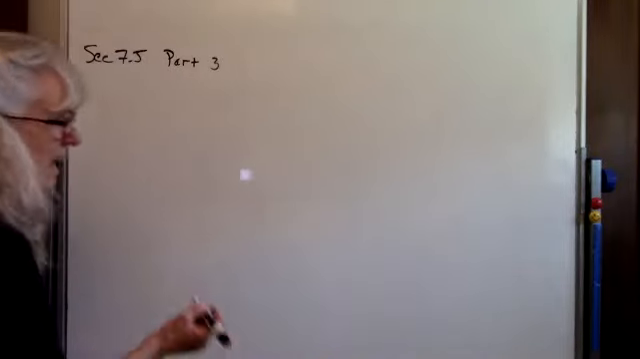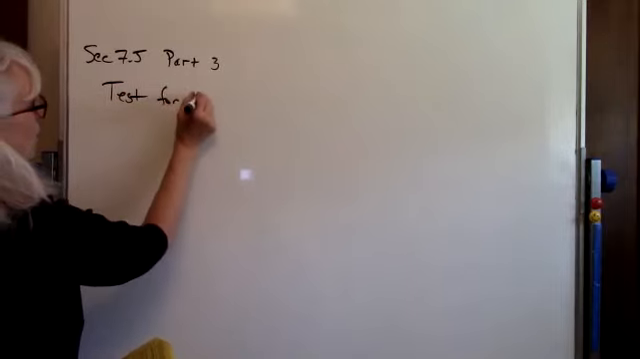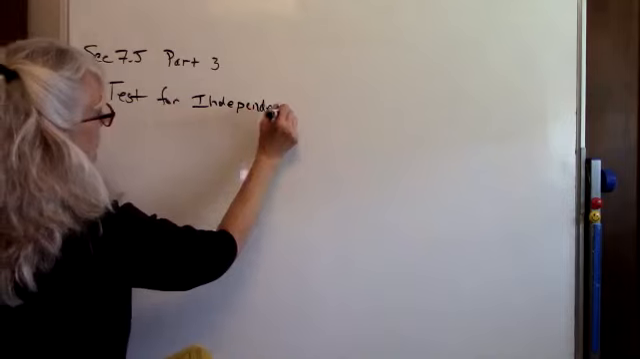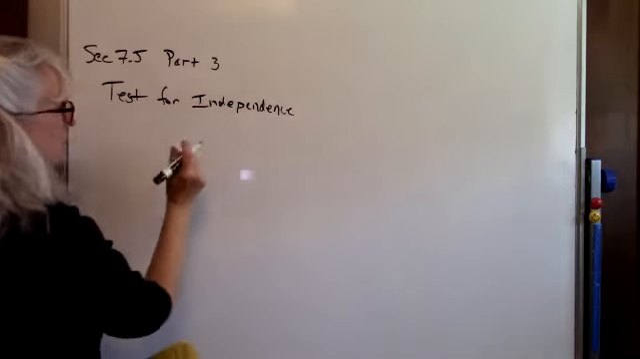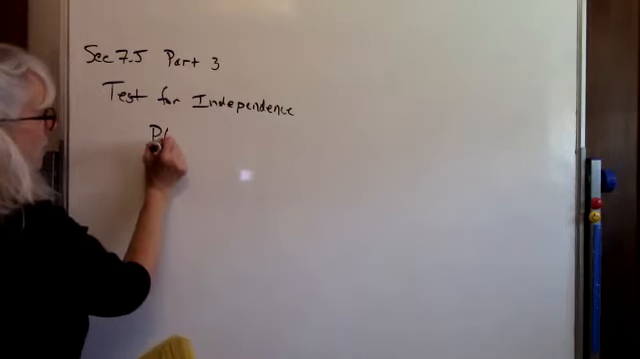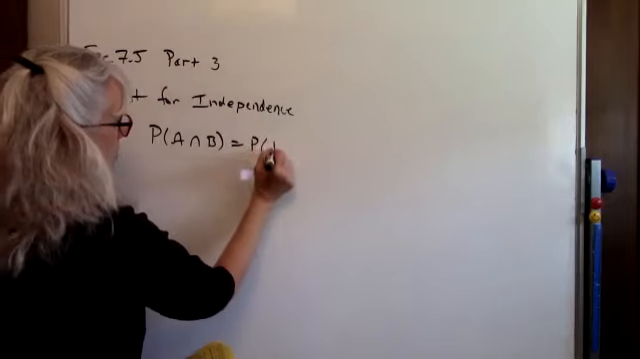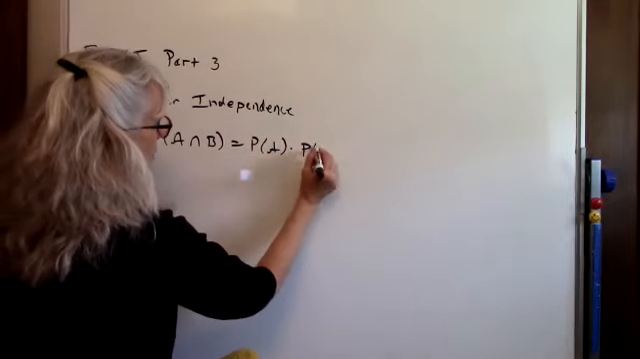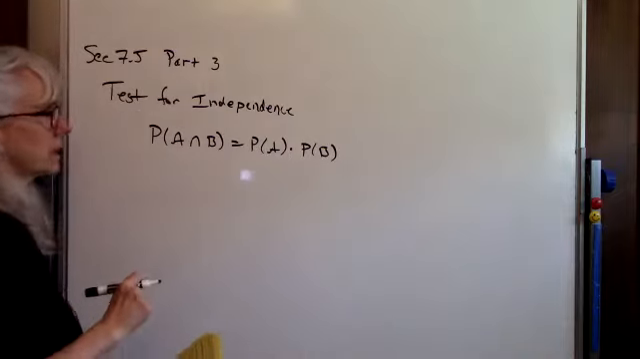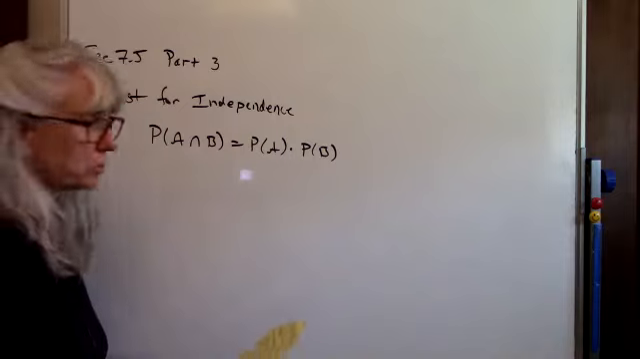So we have a test for independence. It comes in pretty handy. So our test for independence simply says that if you have two events, they're independent if the probability of their intersection is equal to the product of their probabilities. So if I multiply them together and I get the same thing that I would get if I found their intersection, they're independent. So let's try an example.